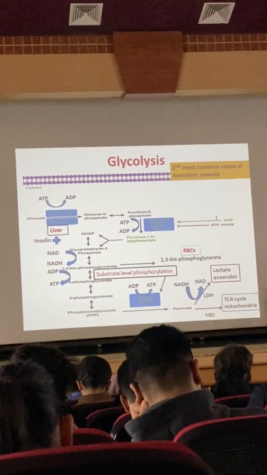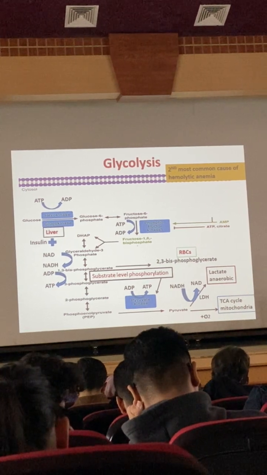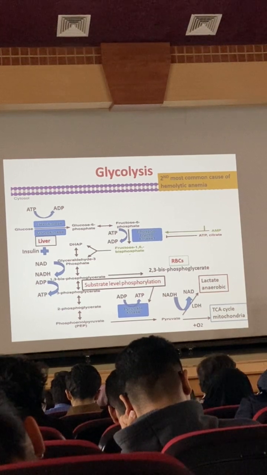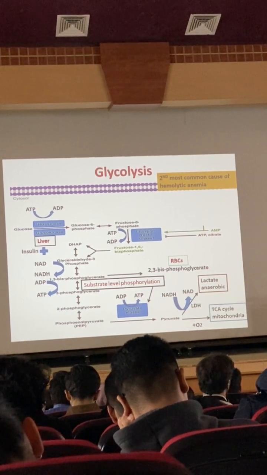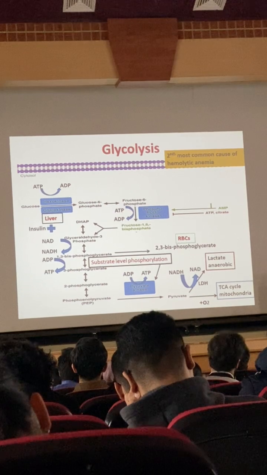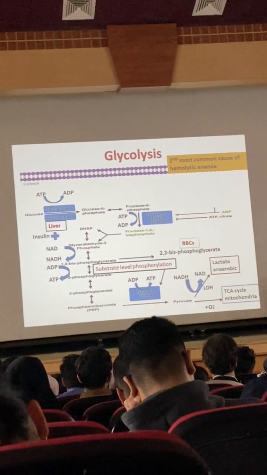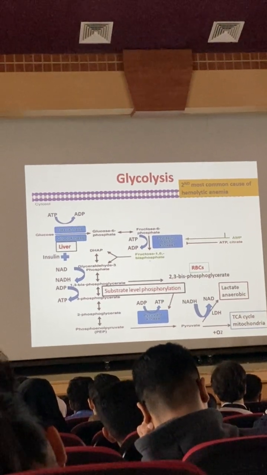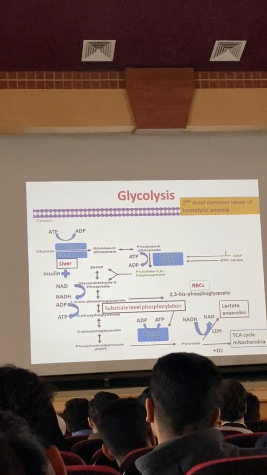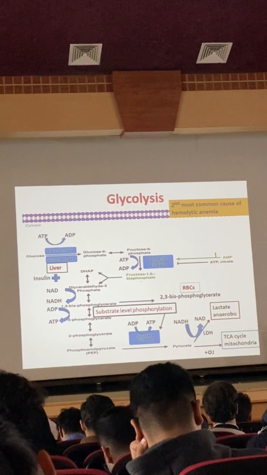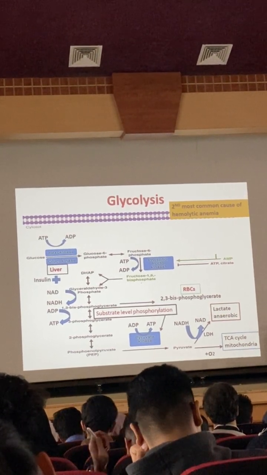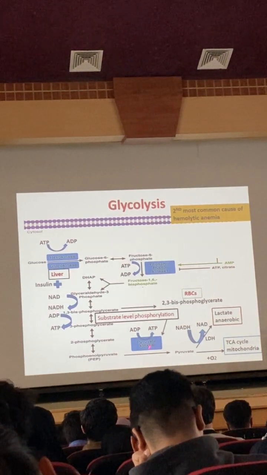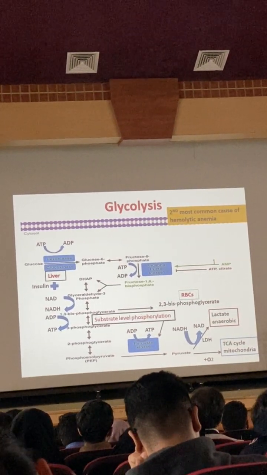Okay? Anyone knows what's hemolytic anemia? Hemolysis means lysis of the RBC, lysis of the red blood cells. So this is the second most common cause of hemolytic anemia. Anyone knows what's the first or the most common cause of hemolytic anemia? Very good. G6PD deficiency that we will talk about is the most common cause of hemolytic anemia. The second one is this important enzyme that's called pyruvate kinase deficiency.